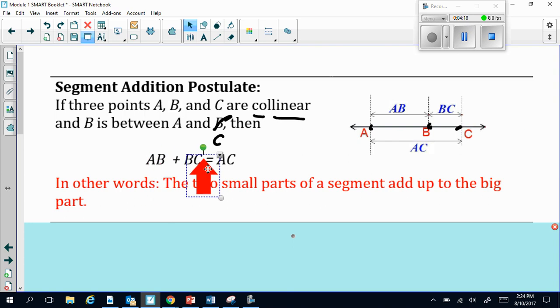Okay, so again, there's a typo in the booklet. Let's change this, please. 3 points A, B, and C are collinear, and B is between A and C. Make that correction. Then AB plus BC equals AC. Again, notice this notation here, this AB means the distance from A to B plus the distance from B to C is equal to the distance from A to C. And that is it for those two postulates.